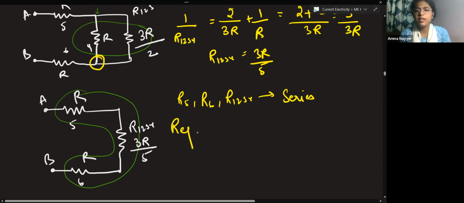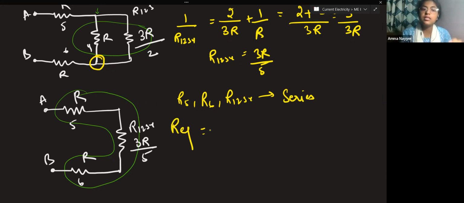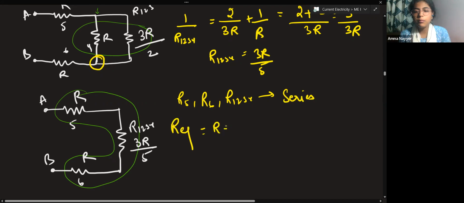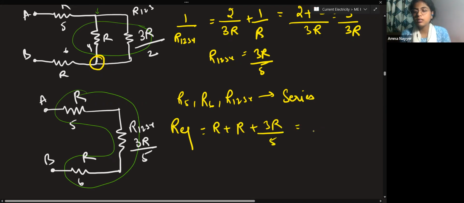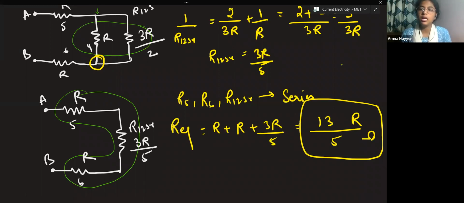Series adding is very easy. So this is ultimately the R equivalent, because now the circuit cannot be reduced further. All the resistors have been included. So R equivalent becomes R plus 3R by 5. So this becomes what? 5 is the LCM. So 5 plus 5, 10R, 13R. 13R, this much ohms is the R equivalent.